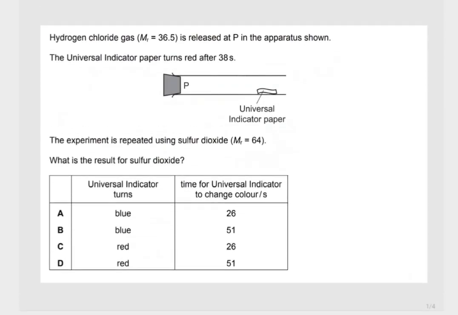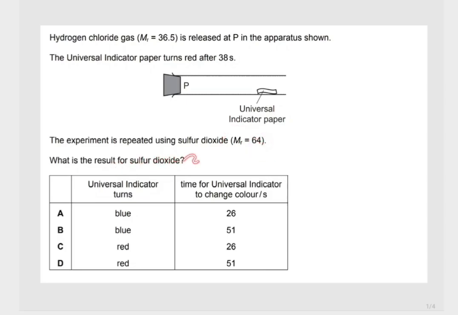Hydrogen chloride gas is released at P in the apparatus, so it diffuses towards the universal indicator paper. So the universal indicator paper turns red after 38 seconds. Now the experiment is repeated using sulfur dioxide, which has a higher mass, so we expect this to happen a bit slower. It's going to take a longer time because it has a higher mass, right?